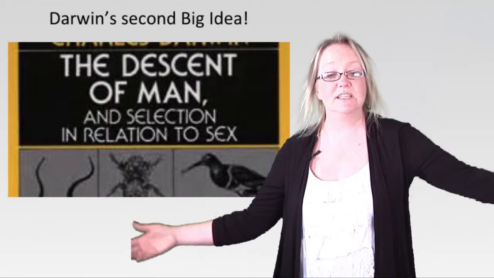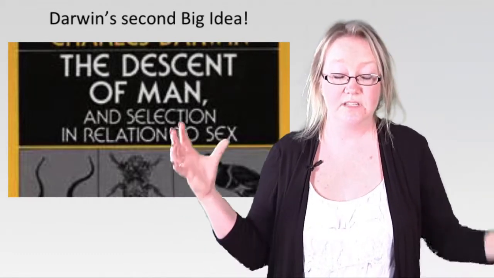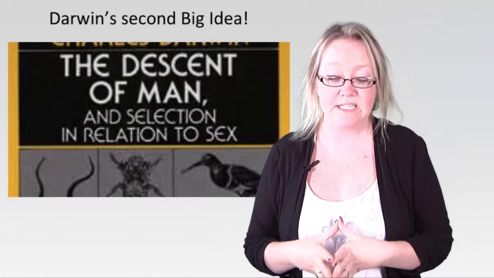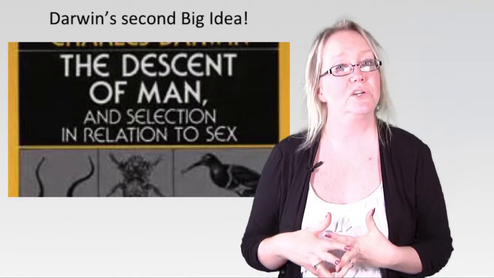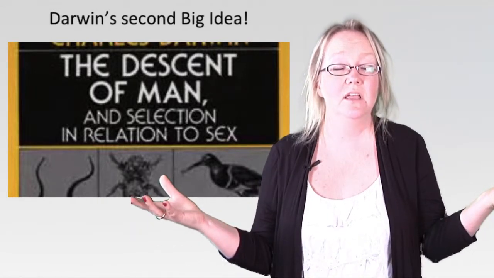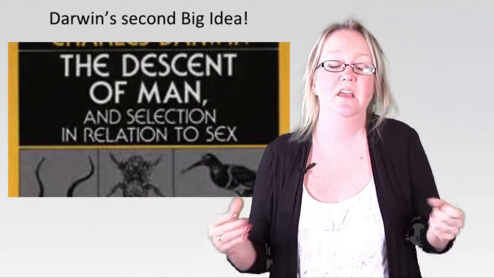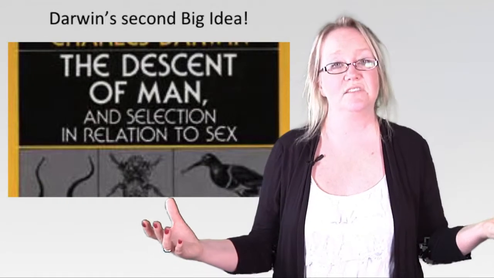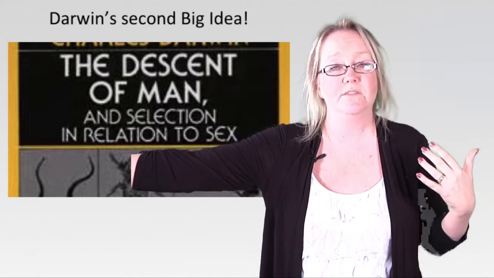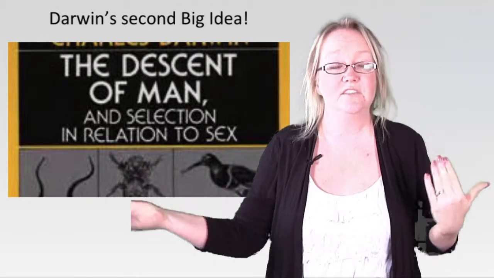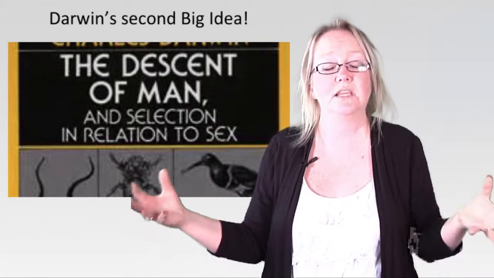So, on to Darwin's second big idea. Here's a picture of his second really big publication, called The Descent of Man and Selection in Relation to Sex. So Darwin went back and looked at his data and his idea of natural selection and realized that there was more to it. We had these traits that were being selected for surviving within the population over a long period of time. But as I said, survival is not all it's cracked up to be if you can't get your genes into the next generation. So he saw that there was more to it.